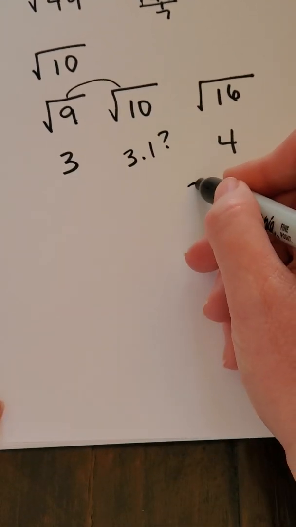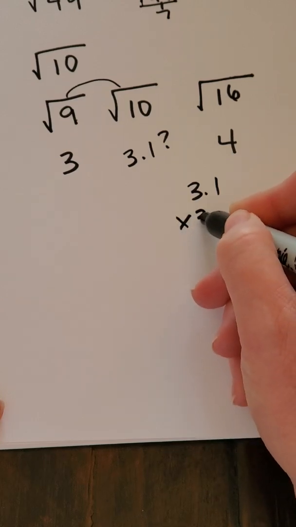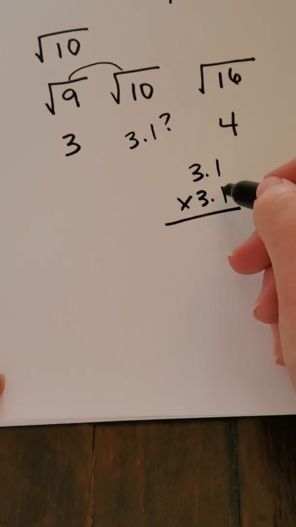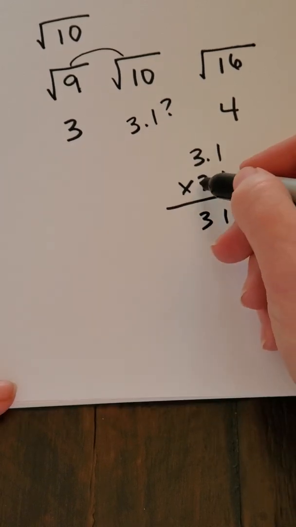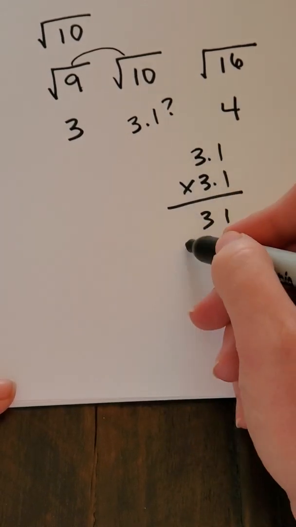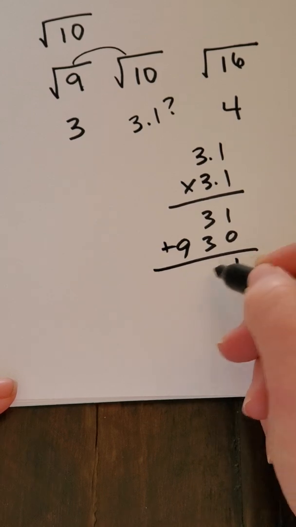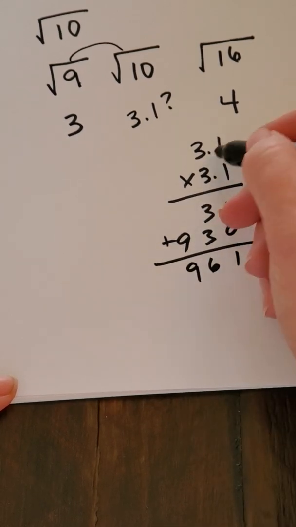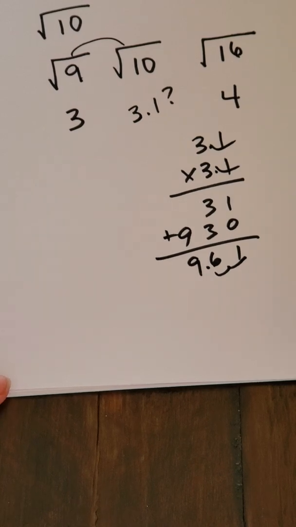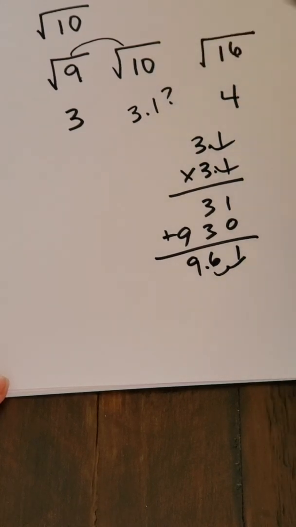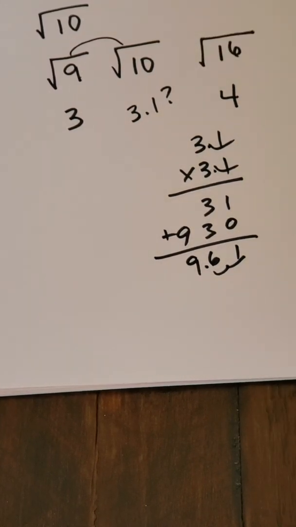Let's try it out. 3.1 times 3.1. 1 times 1 is 1. 1 times 3 is 3, placeholder. 3 times 1 is 3. 3 times 3 is 9. Add them together, and you get 9.61. That's pretty close to a 10. We might be able to be a little bit closer.